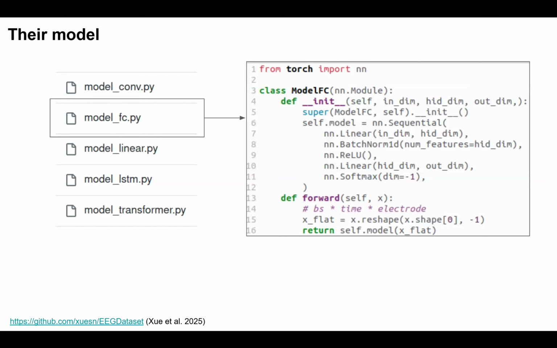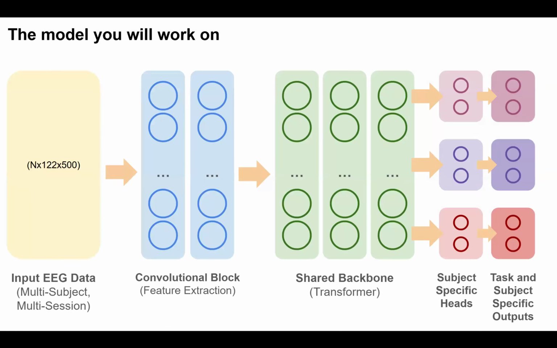You can use the EEG-net model. There are some baseline models. You can choose any of them and use. But the model that we are interested in testing in this project, the one you will be working on, will handle multi-subject, multi-session data. It should be robust enough to handle the variability between the EEG data from different sessions and different subjects.